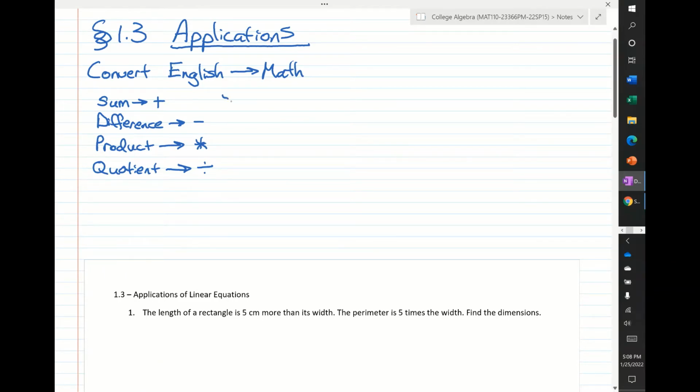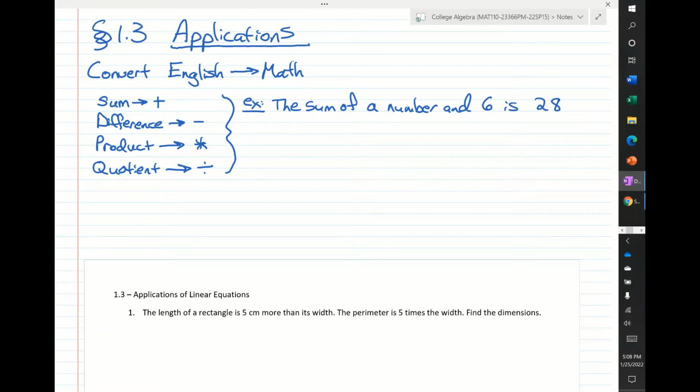An example using these, because this is going to come up a lot when we deal with applications, we'll have to convert English to math, and that's typically where people struggle. So let's try to practice this before we get into the word problem. What if I asked you to write the sum of a number and 6 is 28? What I'm asking us to do is, that's an English sentence. I'm asking you to convert that to a mathematical equation.